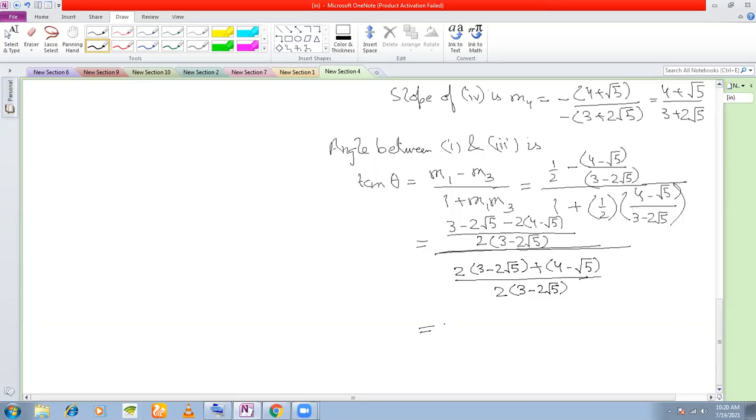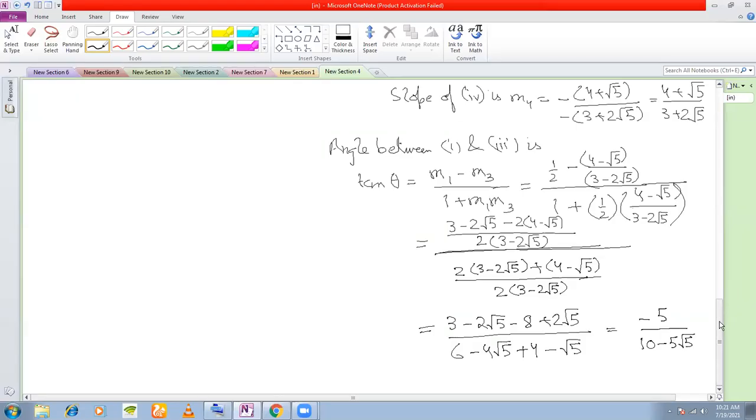Now you can simplify this. 3 minus 2 root 5 minus 8 plus 2 root 5 divided by 6 minus 4 root 5 plus 4 minus root 5. So you get here minus 5 divided by 10 minus 5 root 5.